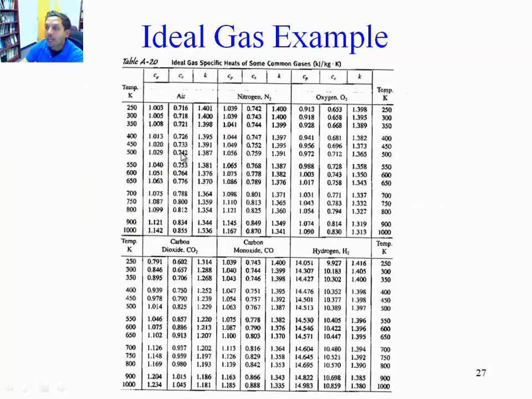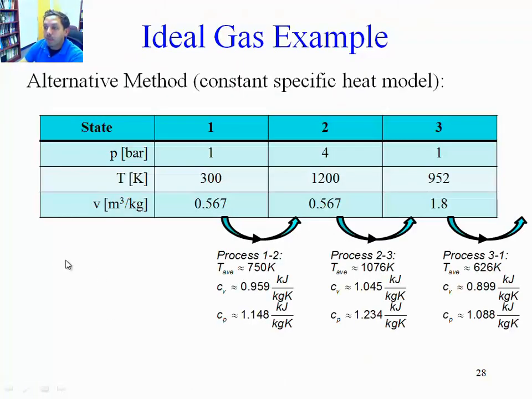So if this is the case, we have to go to table A20, in which we find the Cp and Cv for many ideal gases as a function of temperature. So as you can see here, carbon dioxide, you can see the Cp and the Cv, as well as the ratio of the two, which we don't need, as a function of the temperature at 300 Kelvin, at 700 Kelvin, at 1000 Kelvin, and so on and so forth. Okay, so what do we do? We go to the table. In the process from 1 to 2, where the temperature goes from 300 to 1200, the average temperature is about 750 Kelvin.